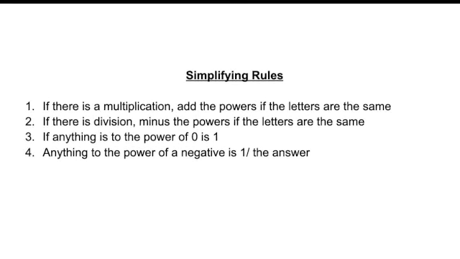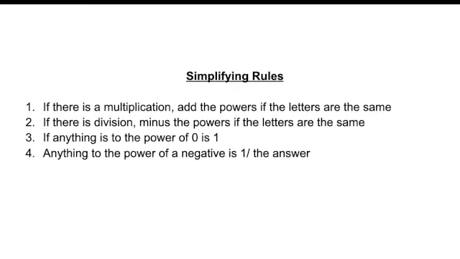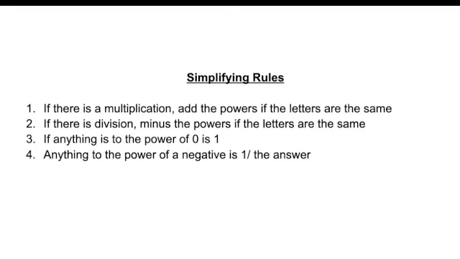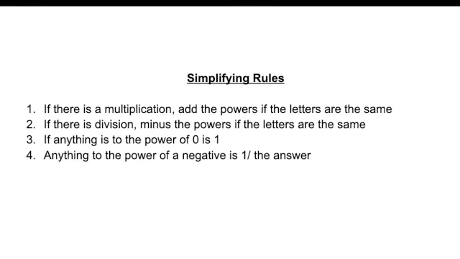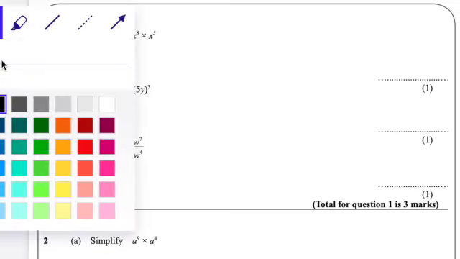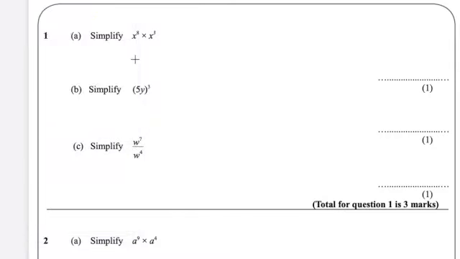The next one is if there is a division, minus the powers if the letters are the same. Therefore, if there's a division sign, then you minus the powers up at the top. Number 3, if there's anything to the power of 0, it is 1. So 7 to the power of 0 is 1. And anything to the power of a negative is 1 over that answer. So I'd recommend pausing it now and writing these down, as we will be going through these as we go along. So as you can see in question 1, this refers to rule 1.